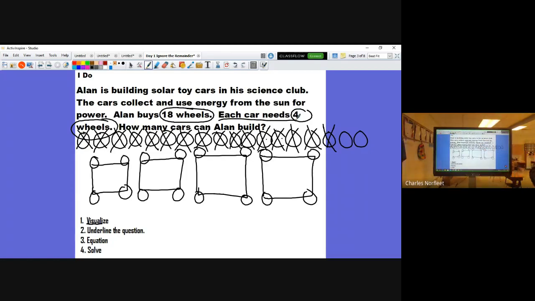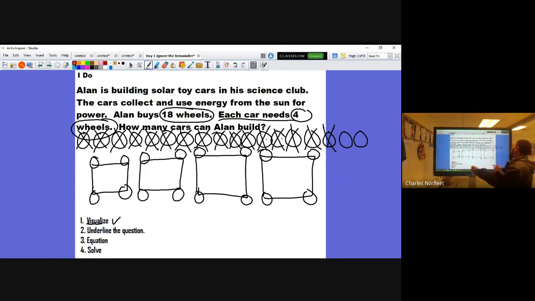All right, so we visualize this first step. The next step, we need to figure out what the question is asking us. Right now, we don't know what the question wants. We don't know what the problem wants us to answer. All right, we've only visualized. So we go back into the problem and we reread.